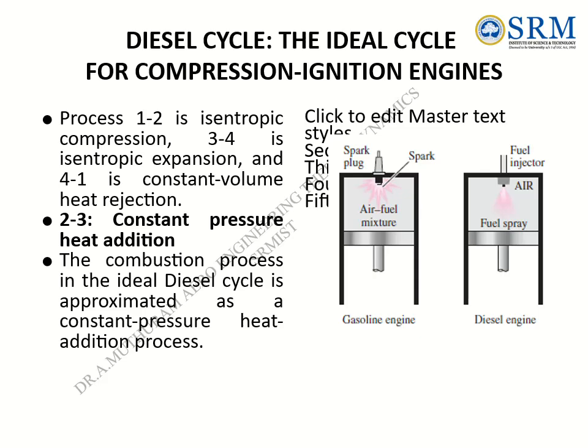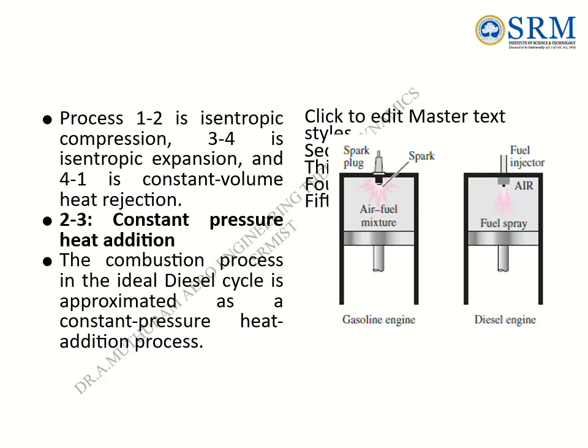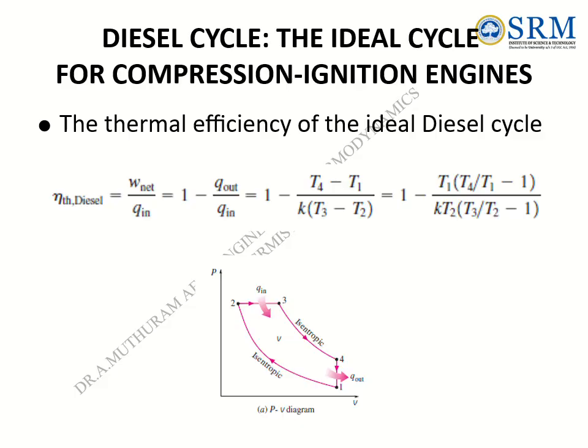Process 1 to 2 is isentropic compression, 3 to 4 is isentropic expansion, and 4 to 1 is constant volume heat rejection. 2 to 3, constant pressure heat addition. The combustion process in the ideal diesel cycle is approximated as a constant pressure heat addition process. The thermal efficiency of the ideal diesel cycle.